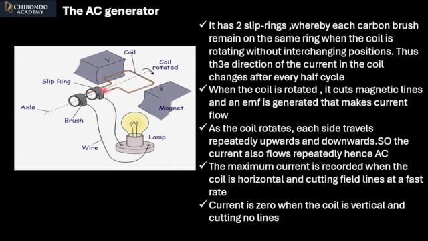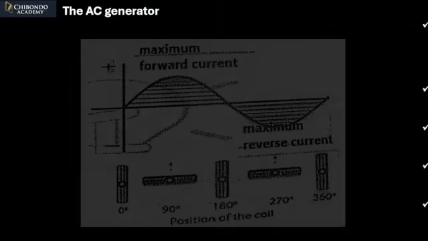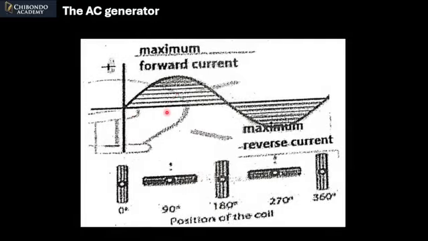So if this one is positive during the first half cycle, this one will be negative, and in the next half cycle this one will be negative and this one will be positive. That's the alternating current which is being produced. So this is how the graph of the AC generator will look. It will rise, then it will fall.